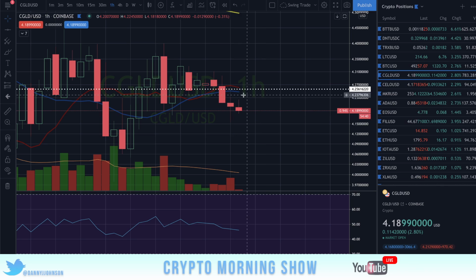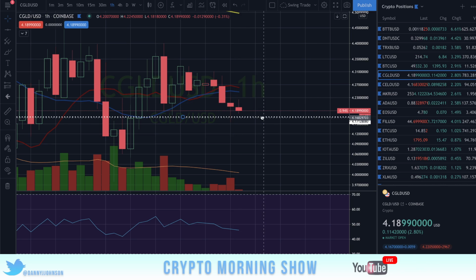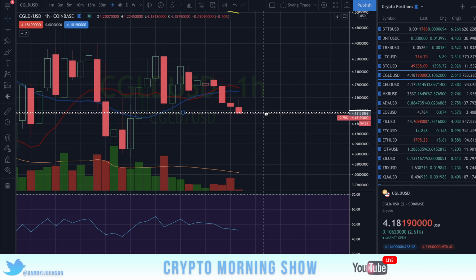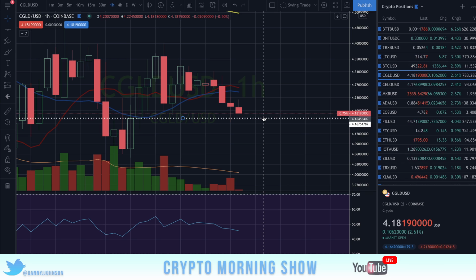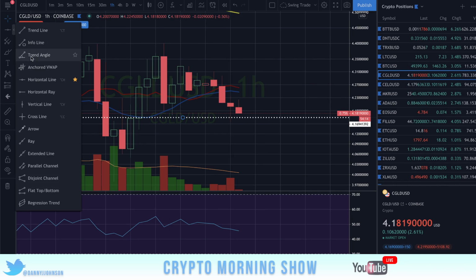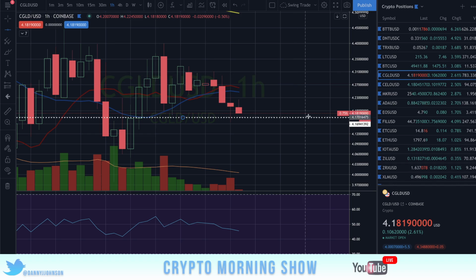CGLD USD, this one's on Coinbase. Looks like we're coming down to test support, that just broke right in front of our eyes there. So we're going to move down to the $4.66 USD, which will be your support level. And the next level of resistance is going to be here at $4.26. That's CGLD.